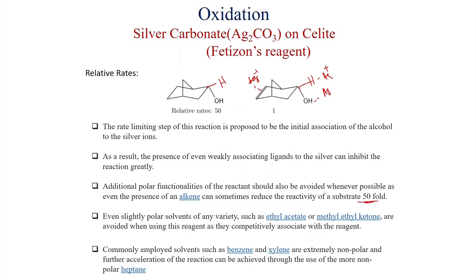Commonly employed solvents such as benzene and xylene are extremely nonpolar, and further acceleration of the reaction can be achieved through the use of more nonpolar heptane. So, the choice of solvent is very important in silver carbonate or Fétizon reagent oxidation. We have to use very nonpolar solvents like benzene, xylene, and sometimes you can also add nonpolar heptane.